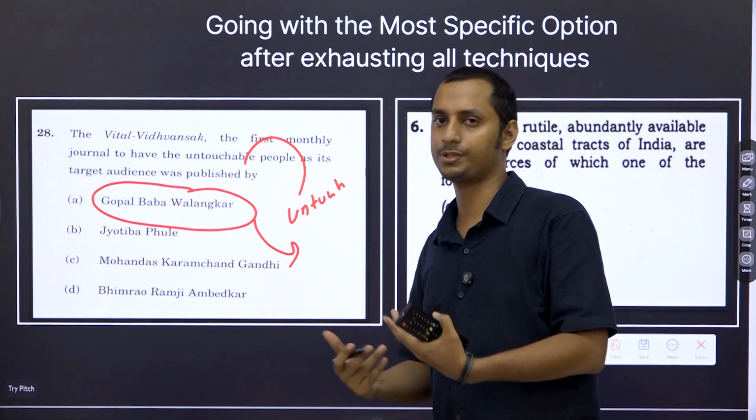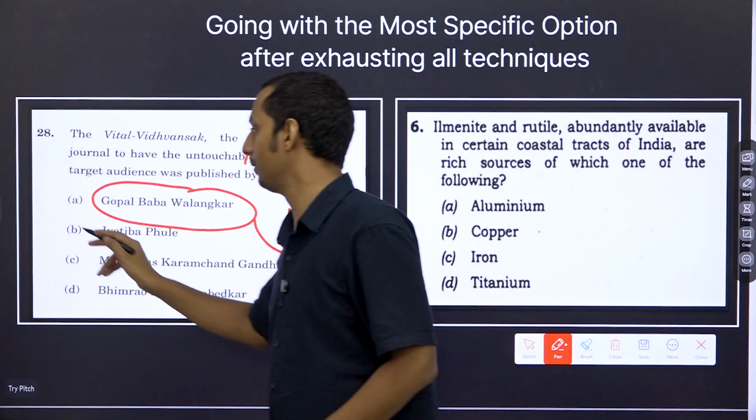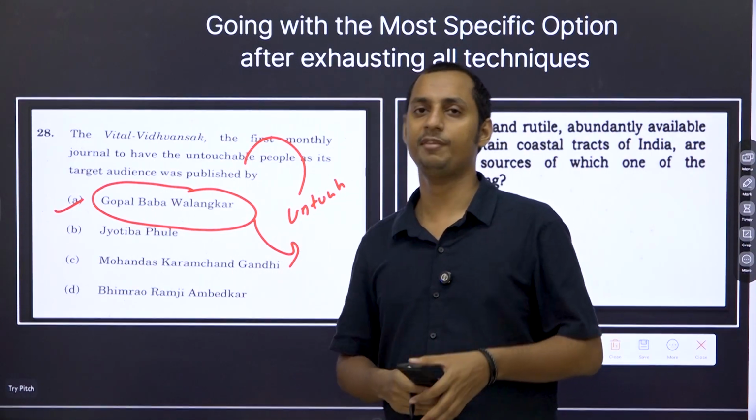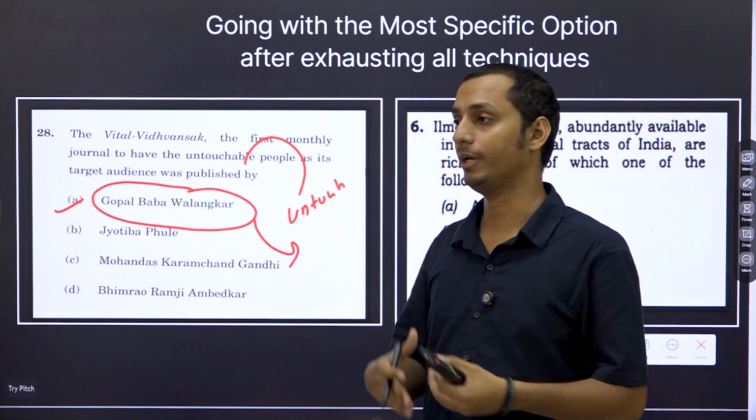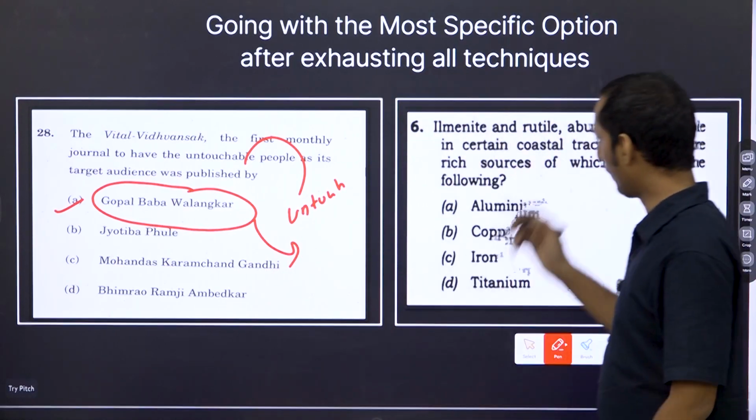Now, by using this logic, we can directly go with the answer, which is Gopal Baba Walankar, because if it was not the answer, then why did UPSC provide it? UPSC could have provided a very general, any other option, right? Now, what about this one?